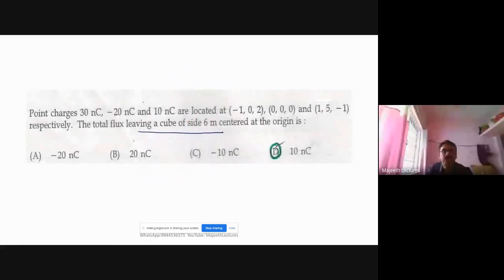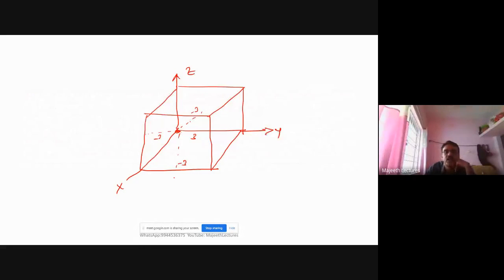See, first thing, a charge of 30 nanocoulomb is located at (-1, 0, 2). So minus 1 means X is equal to minus 1, maybe somewhat here, Y is 0, Z is 2. So it may be somewhere here inside the box. So here, 30 nanocoulomb.